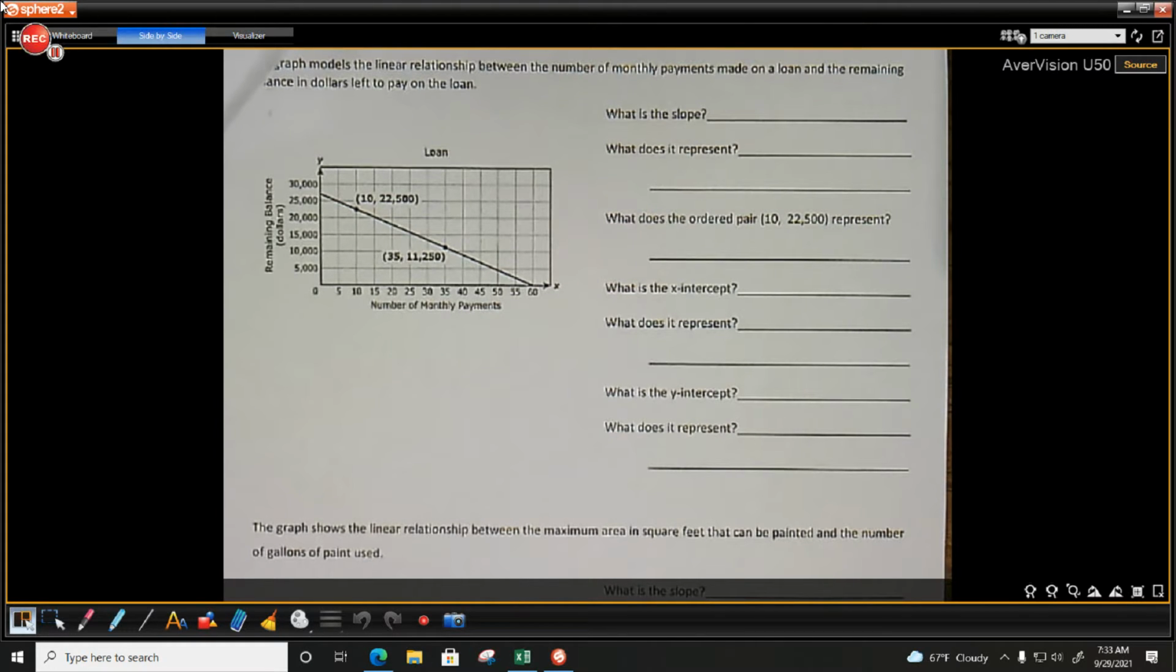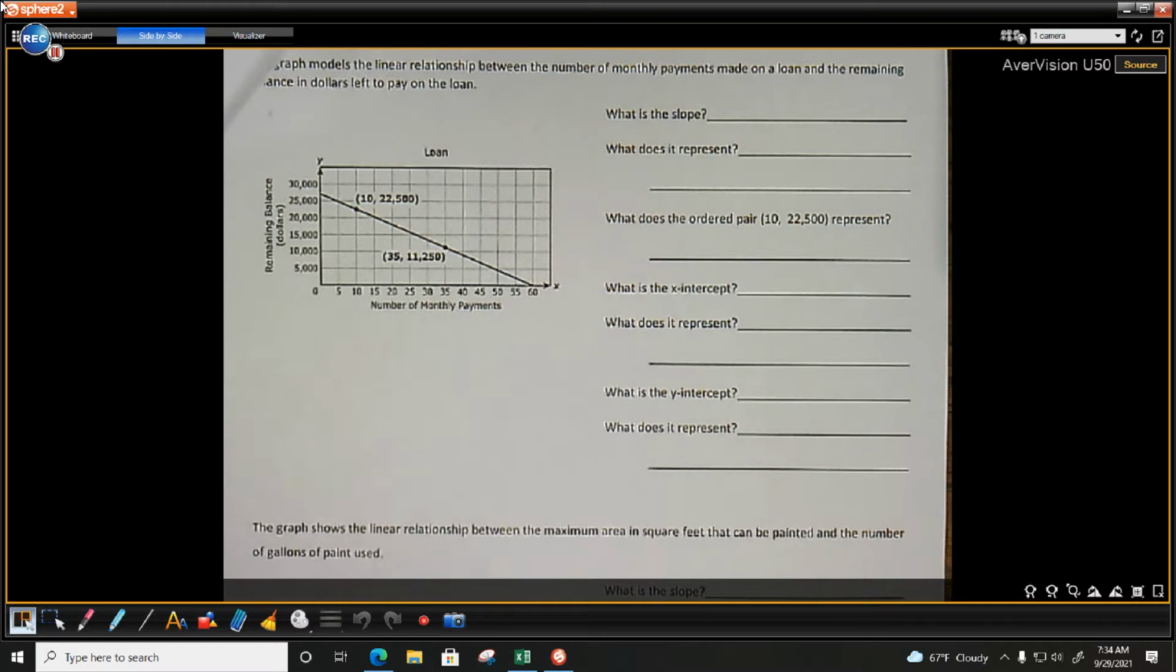Somebody want to read the first question for me, the first problem? Thank you, Ben. The graph models the linear relationship between the number of monthly payments made on a loan and the remaining balance in dollars left to pay on the loan.